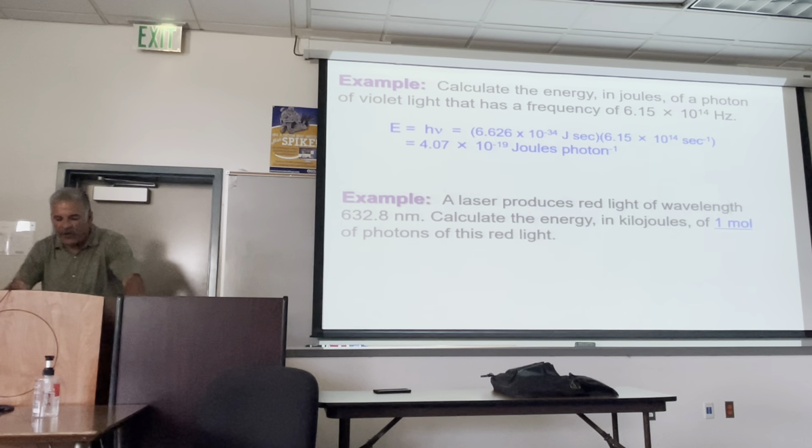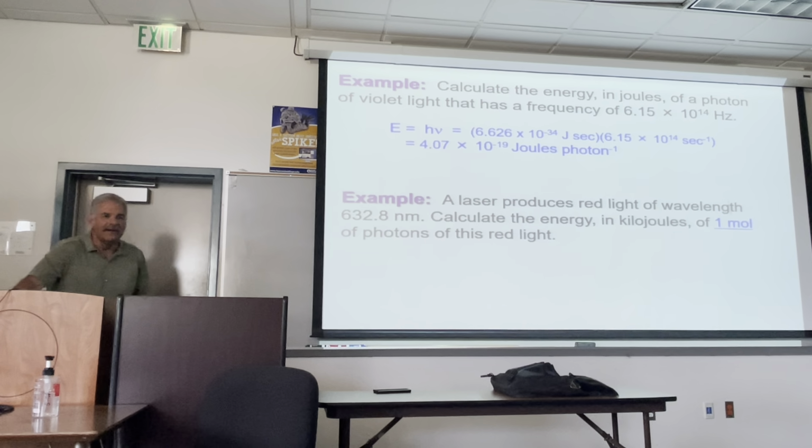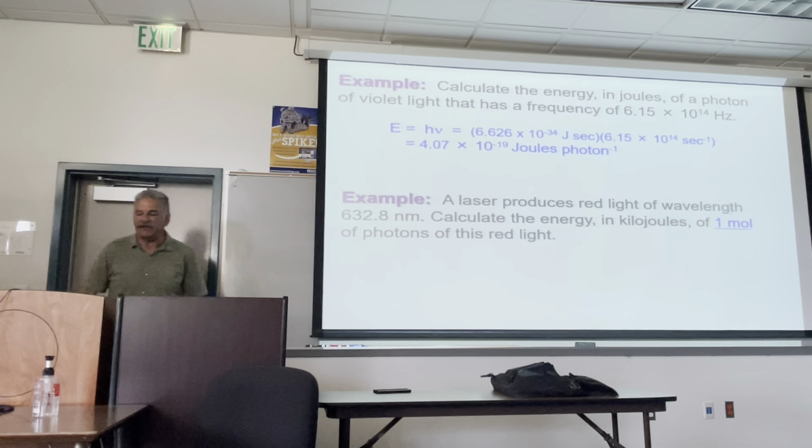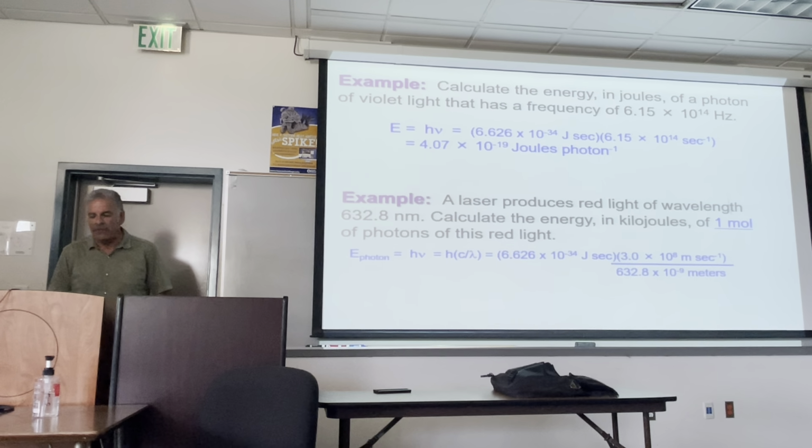A laser produces red light of wavelength 632.8 nanometers. Remember, 10 to the minus 9 meters. Calculate the energy in kilojoules of 1 mole of photons of this red light. So when we think photons, just think energy equals hv, and boom, you're right there. Sometimes we don't have the v, so we have to use the formula.